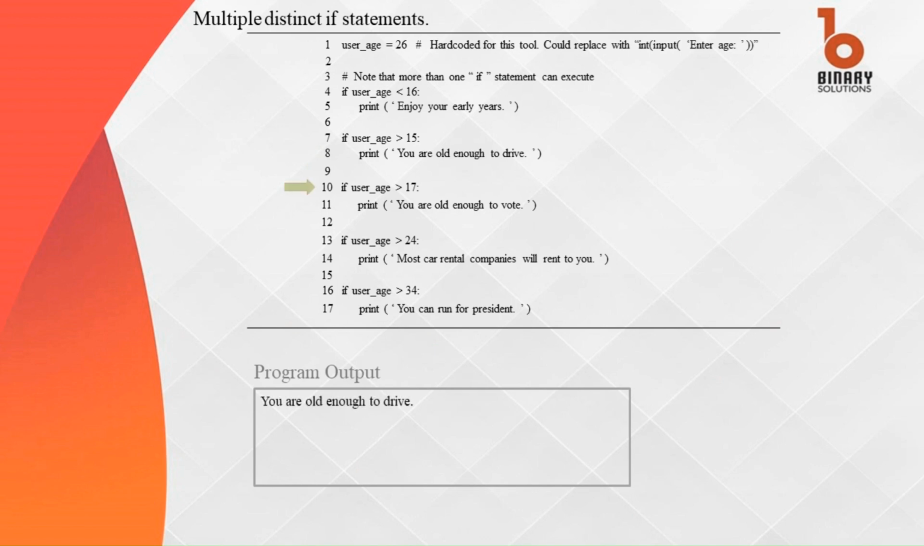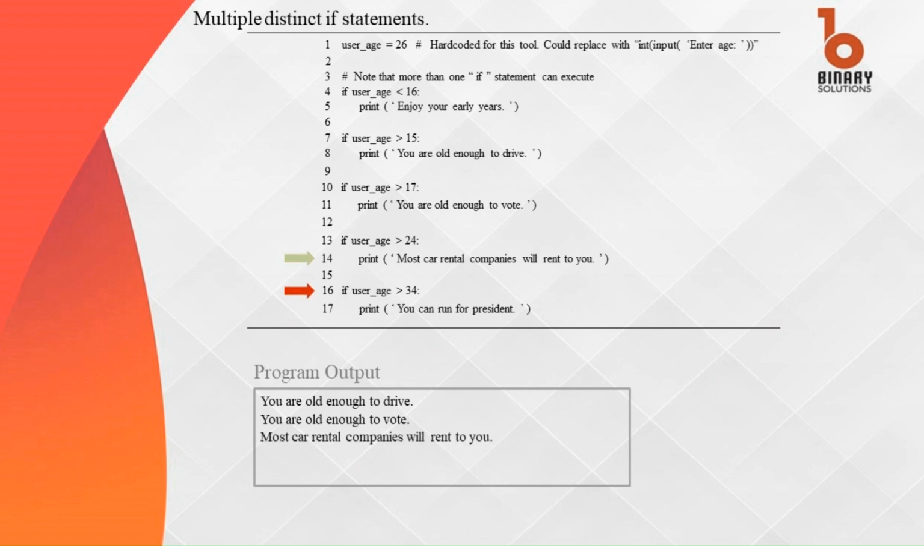The third if statement checks if the user is older than 17, which is also true, so it prints you are old enough to vote. The fourth if statement checks if the user is older than 24, and since 26 satisfies this condition, it prints most car rental companies will rent to you.